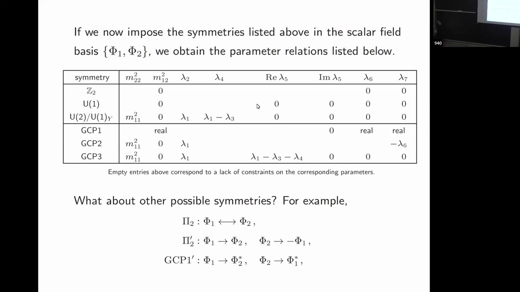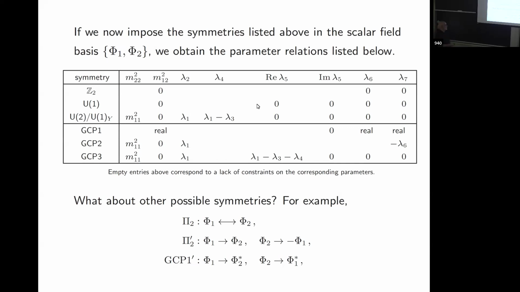This GCP3 sets lambda 6, lambda 7, lambda 4, the imaginary part of lambda 5 equal to 0, et cetera, et cetera, et cetera. There's the list. And you can ask, what about other symmetries that don't seem to be equivalent to the ones I just showed you? Here's one I call pi2, which just interchanges phi1 and phi2.